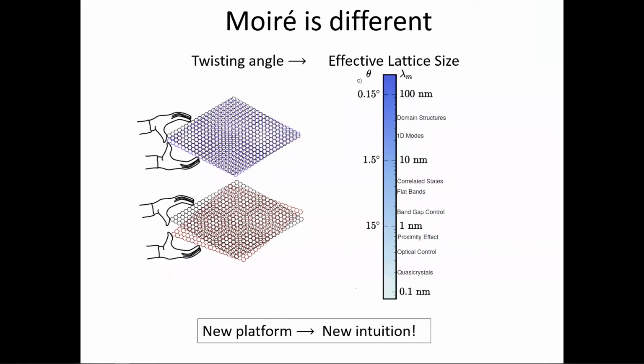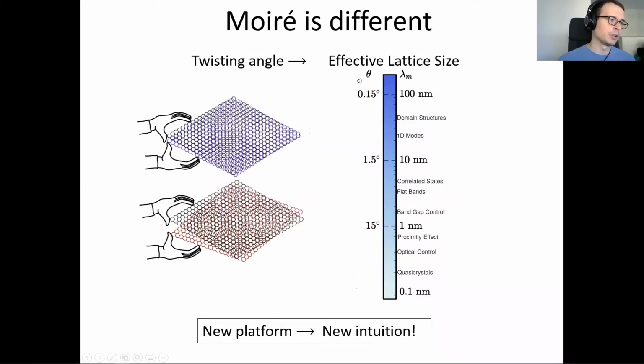Okay. So one of the reasons from an applications point of view this is so exciting is that if you change the twist angle, you change the effective lattice size of the superlattice that is localizing electrons. And so on the right here, I have this logarithmic scale showing different twist angles and different characteristic lengths for the Moiré superlattice, and some examples of effects you'll see at various length scales.